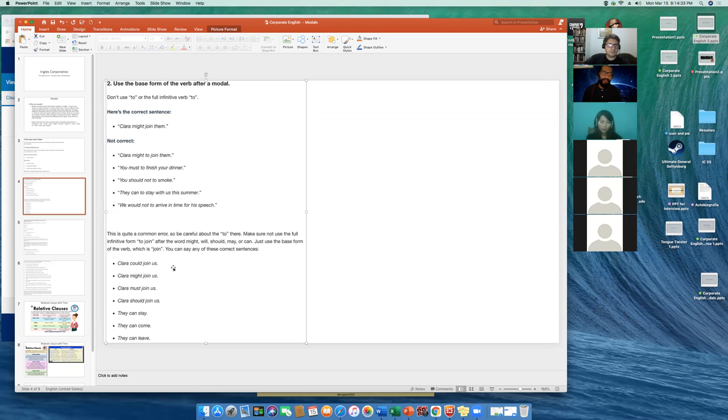And the examples are Clara could join us, Clara might join us, Clara must join us, Clara should join us. You can switch to they can stay, they can come, they can leave. Okay? Is everybody okay so far? So far, so good? All right, so we're gonna talk about when is it okay to use the different modals, all right?